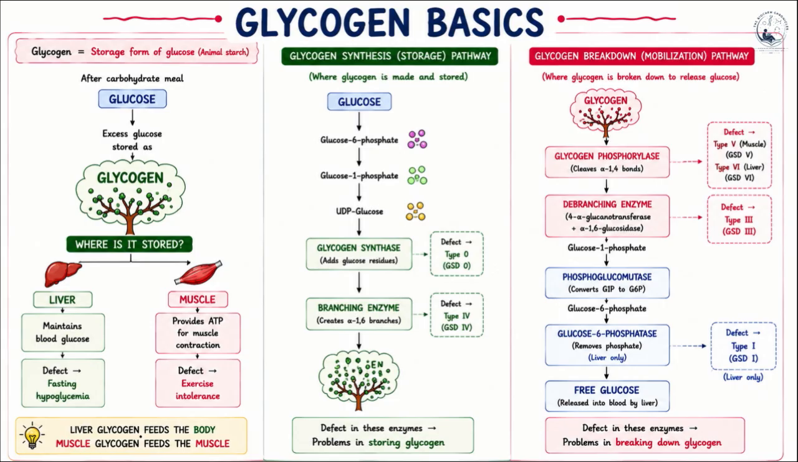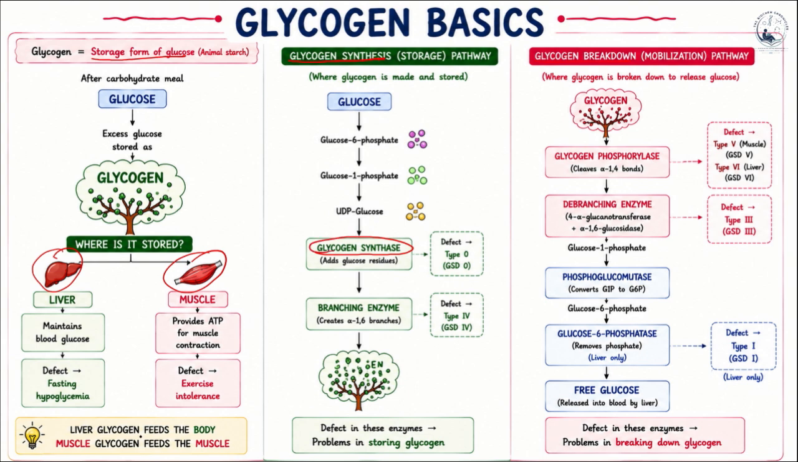So let's quickly brush up our knowledge on glycogen. So what is glycogen? It is nothing but the storage form of glucose. So where is it stored? Liver and muscle. The synthesis is known as glycogen synthesis and the breakdown is known as glycogenolysis. So when you consume excess food, the glucose is stored as glycogen and the rate limiting enzyme is glycogen synthase.